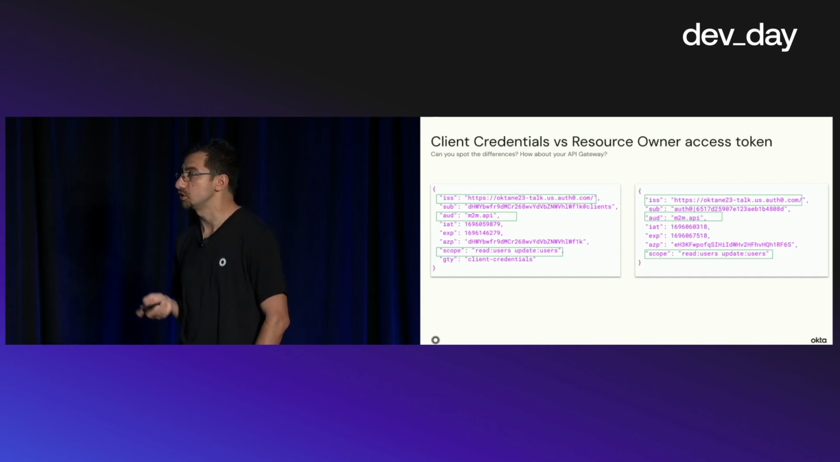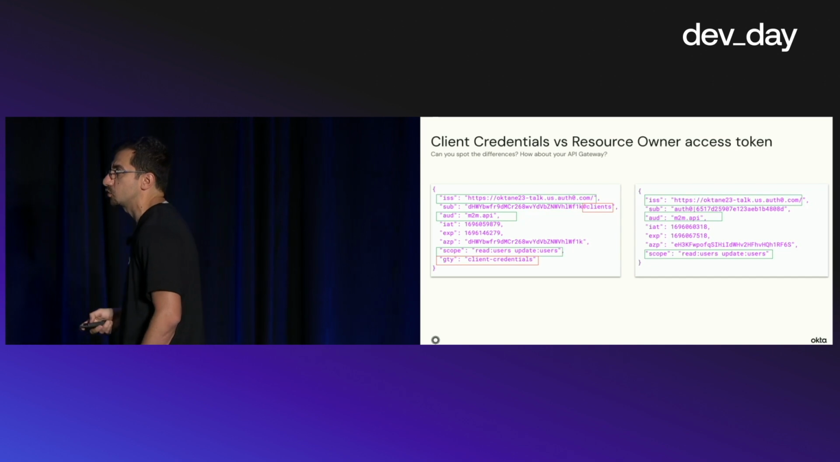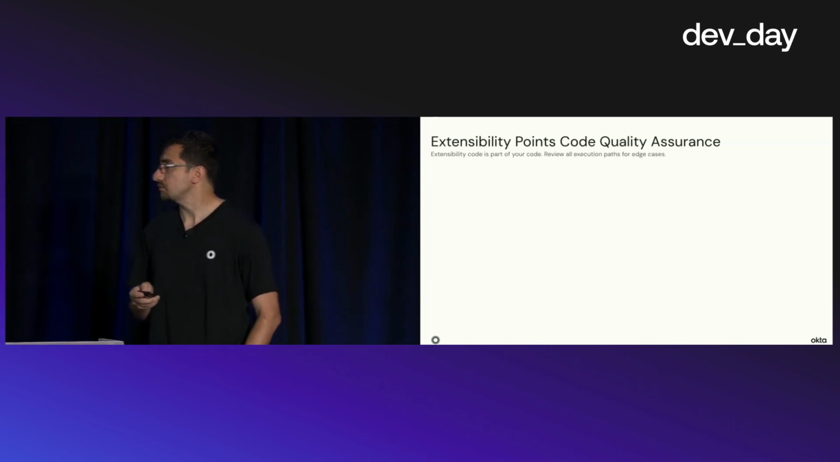However, to make sure it's machine-to-machine, you have to go a little bit further and check the GTY claim, that is, the token is issued over client credential grants, or the sub should end with @clients.